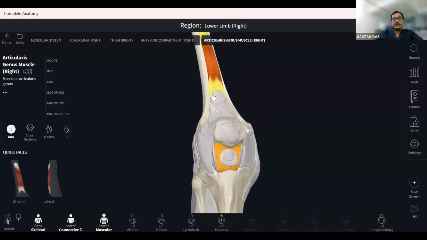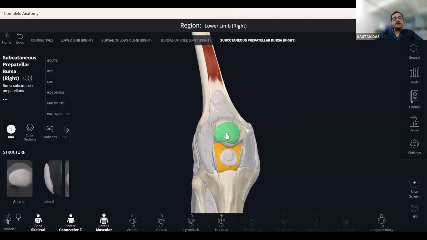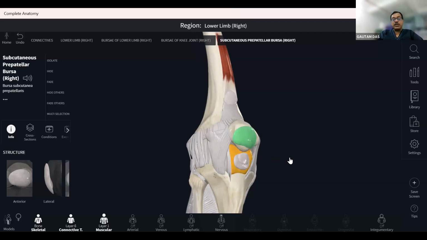So there are a few bursae. One of these is the prepatellar bursa. Prepatellar bursitis is common. Then there are 2 bursae called infrapatellar bursae. This is your superficial, and this is your deep. The superficial one is above the patellar tendon, and the deep one is below the patellar tendon.